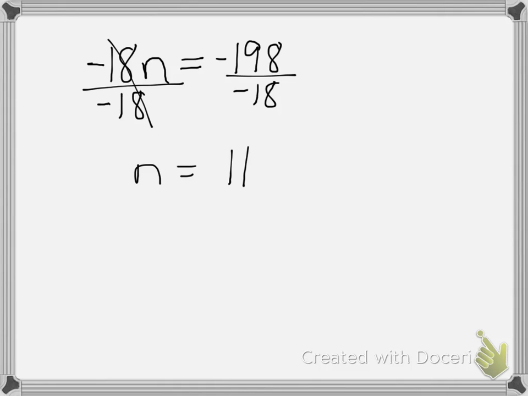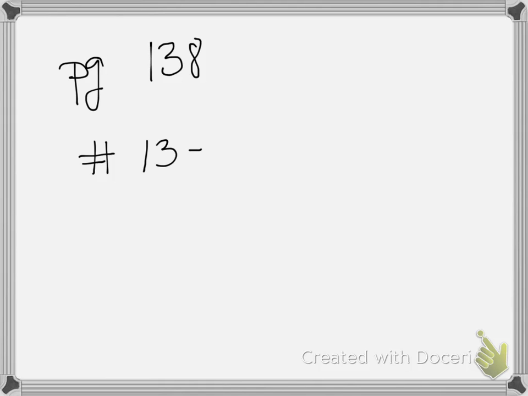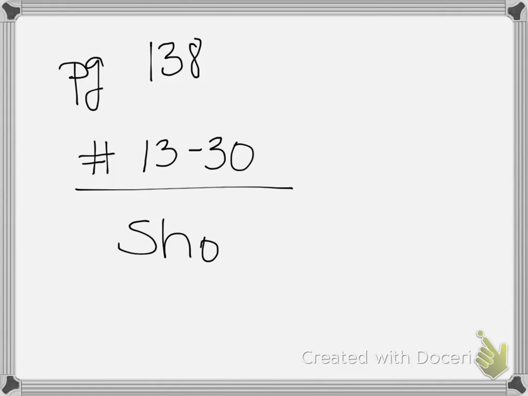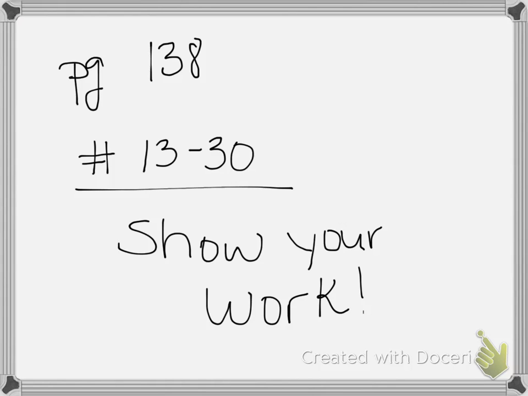Okay, what I would like for you to do for the remainder of the period is work on page 138, and I want you to do numbers 13 through 30. You can do all of those. Remember to check your odd answers in the back of the book and show your work. If you do not show your work, you do not get credit. So it's very important. It's useless to do it unless you show your work. So you're doing numbers 13 through 30 on page 138.